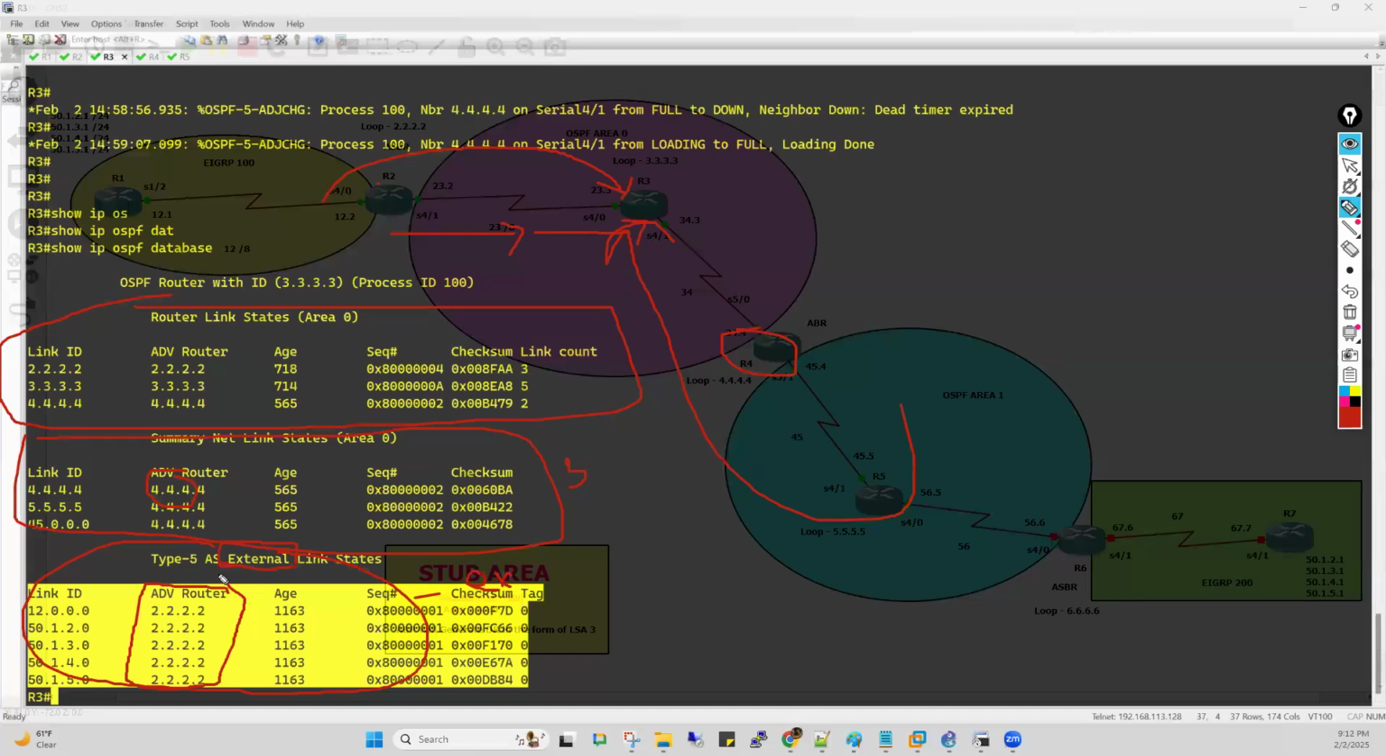Okay, sir. Now I have one question. Tell me, does this router, R3, know who the ASBR is in my network? Yes or no? Who can tell me? मेरा क्वेश्चन है, क्या राउटर नंबर 3 को पता है कि मेरे नेटवर्क में ASBR कौन है? हाँ या ना?